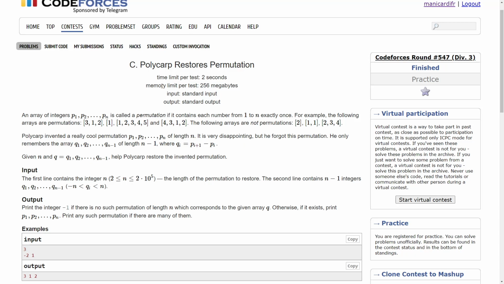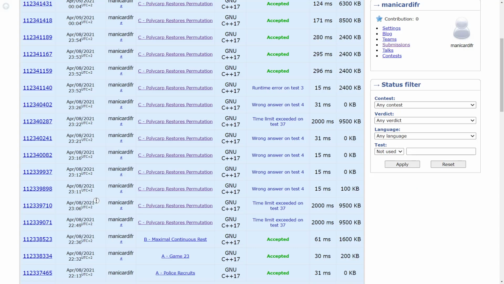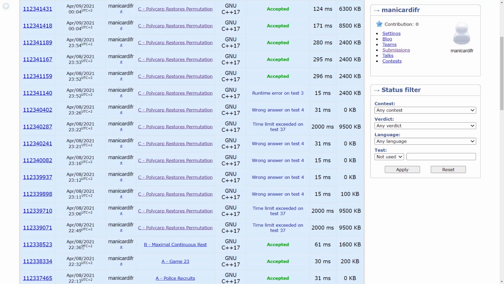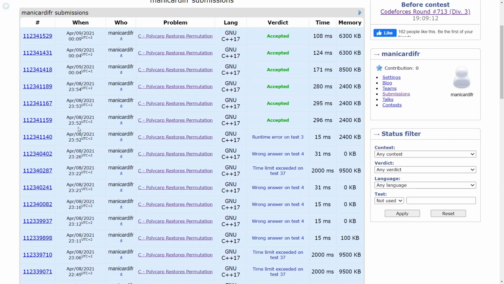Hey guys, today we're going to talk about this problem, Polycarp Restores Permutation, and when is it okay to give up? When is it okay to stop trying the problem? You can see that I was really struggling with this problem yesterday. I started at like 22:40, and I couldn't solve it, and I just gave up here and looked up the solution at 23:50, so more than 1 hour on the same problem.